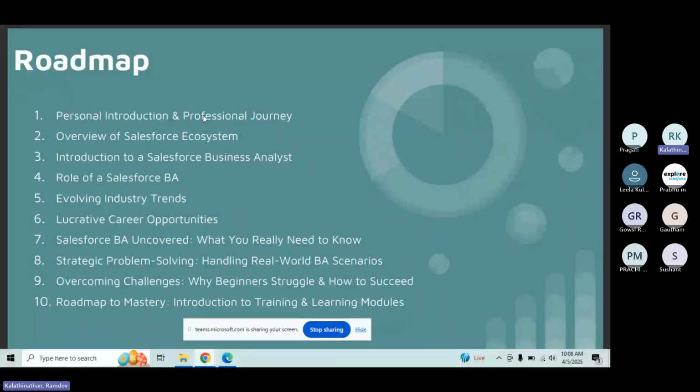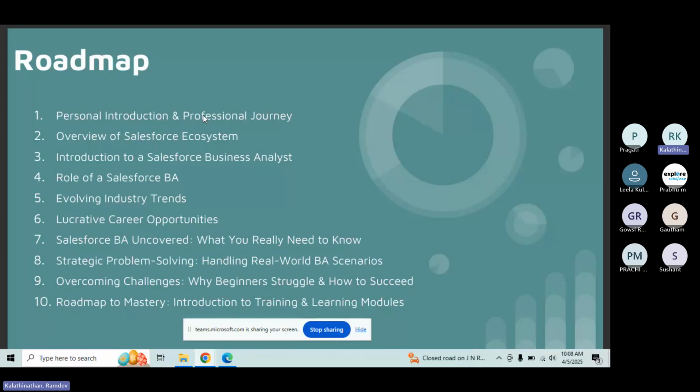First I'll give a self introduction about myself, and I'll talk a little bit about my professional journey. Then we'll talk about the Salesforce ecosystem. What a Salesforce BA actually does, along with their roles and what is expected out of the Salesforce BA in the industry today. And we'll also see how this industry has been growing and what the different career opportunities are, and the important things that you will need to know as a BA. And we'll also talk about real world scenarios.